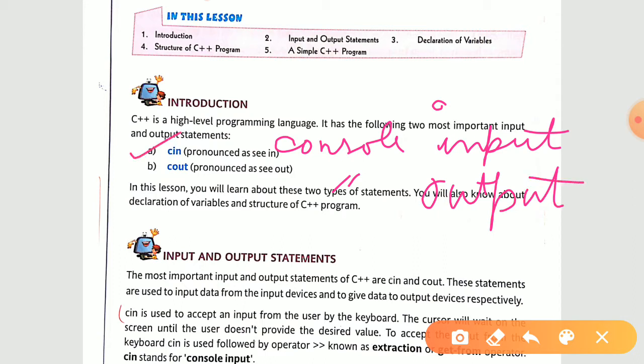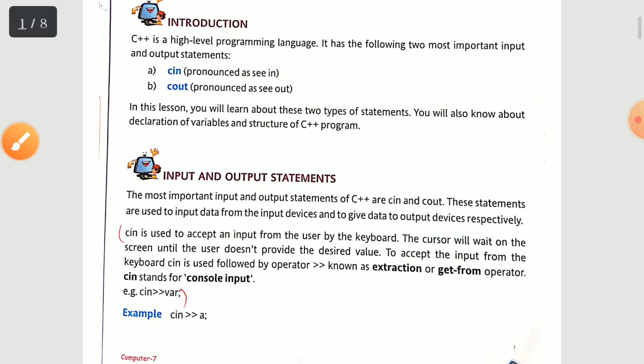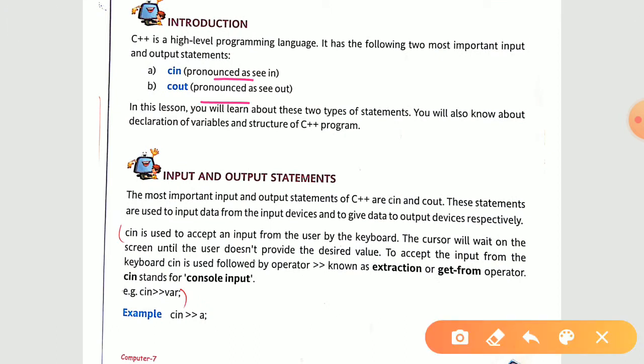So as the name suggests, with the help of this function, first one, we are going to take input from the user, and with the help of this second one, we are going to provide the output. Okay, so in this lesson we are going to learn about these two types of statements in detail, and you will also know about the declaration of variables, the structure of C++ program, etc.